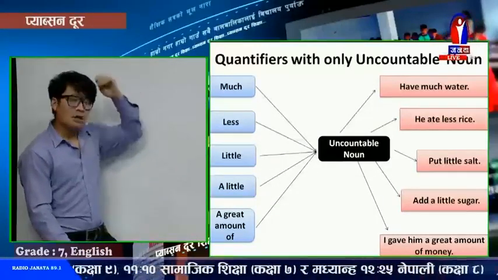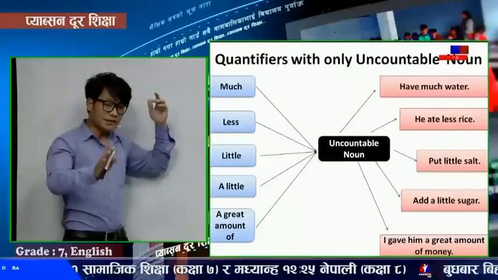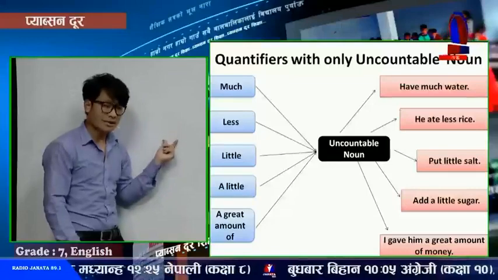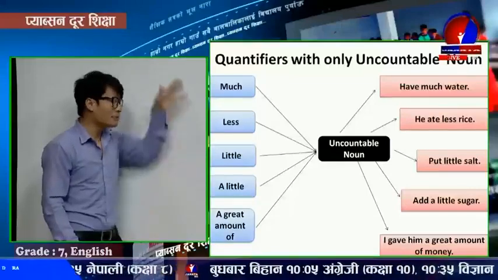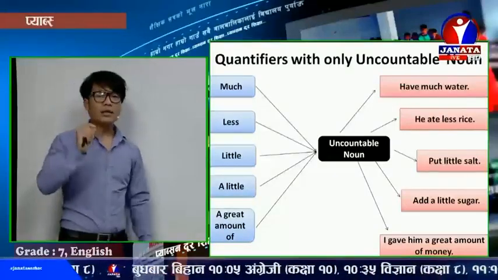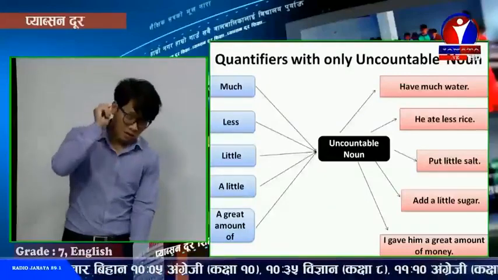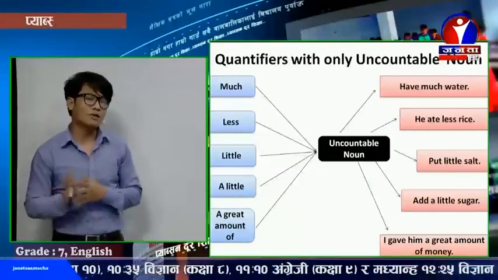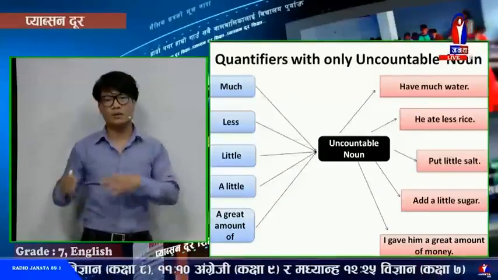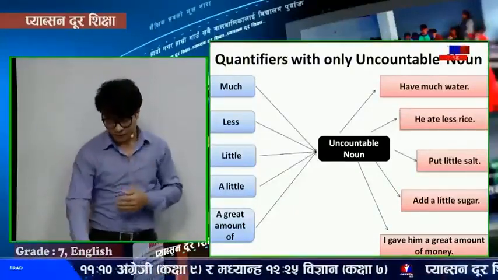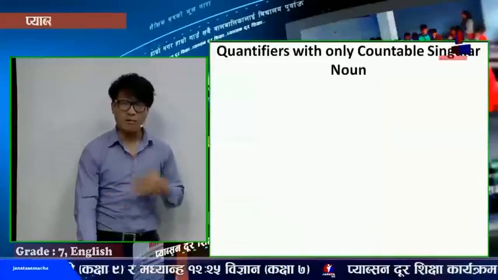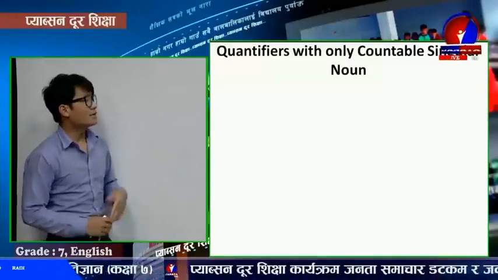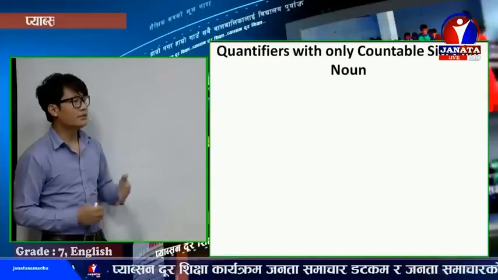So once again, let me repeat it. Much, less, little, or great amount of. After these quantifiers, you should use only uncountable nouns. So here are other quantifiers which can be used only with countable plural nouns. Now let me show you. Here you can see quantifiers with only countable singular nouns.